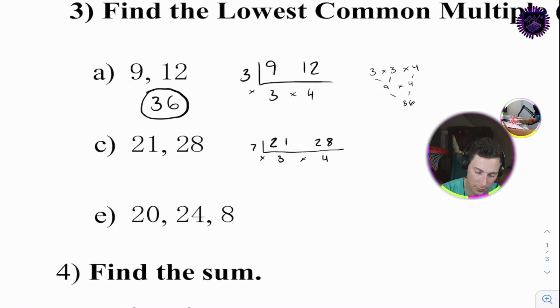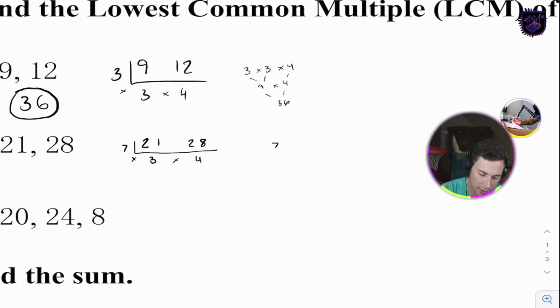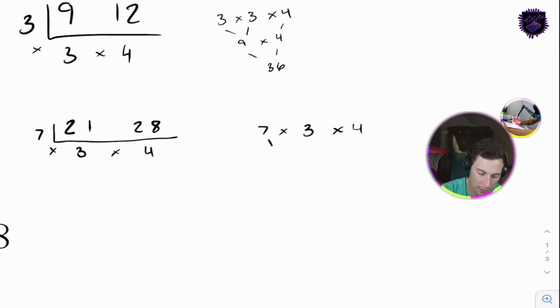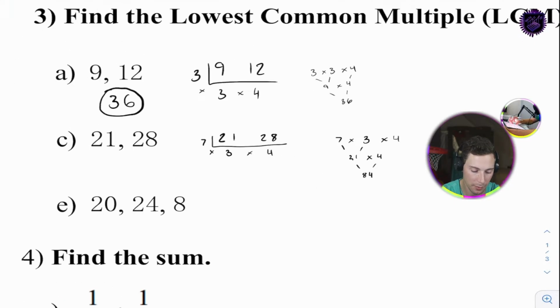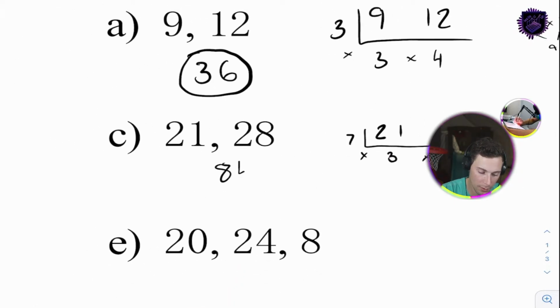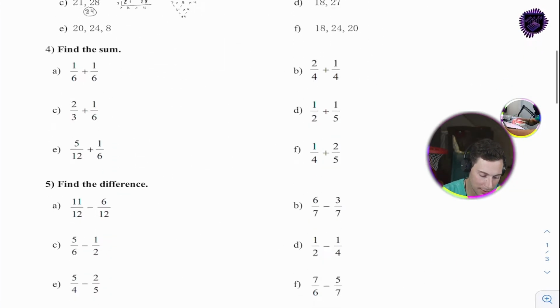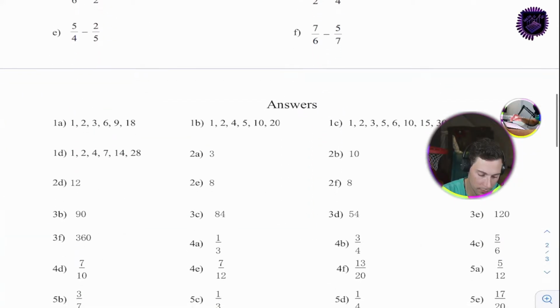Let's show our work here. 7 times 3 times 4. 7 times 3 is going to be 21, times 4. 21 times 4 is going to be 84. So our lowest common multiple will be 84. Check our answers. 3C right here. 84.